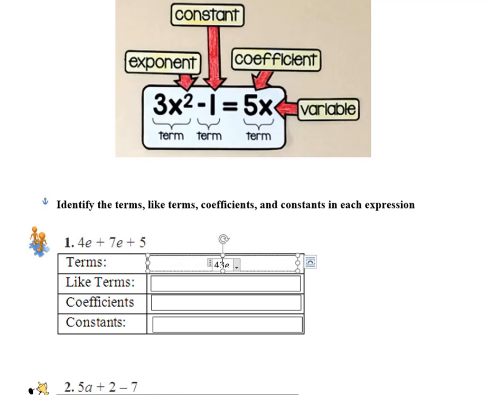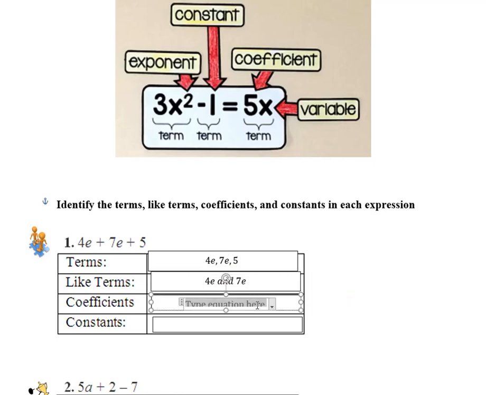So I'm going to list all 3 terms right here. 4E, 7E, and 5 as the 3 different terms, but some people might say that there are 2 types of terms here. Which ones are alike? Which ones are like terms? Andrea. Good. How did you know they were alike? Excellent.